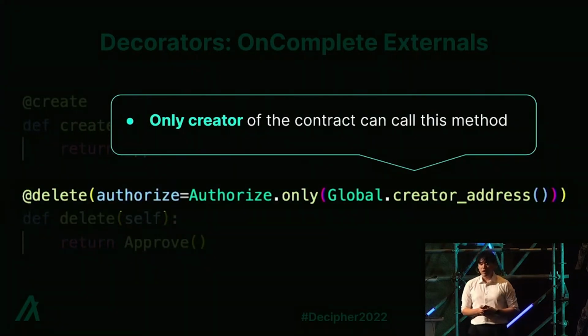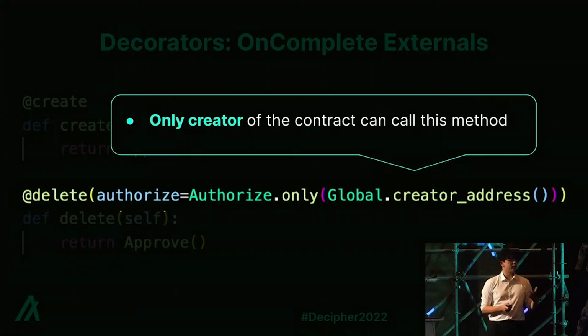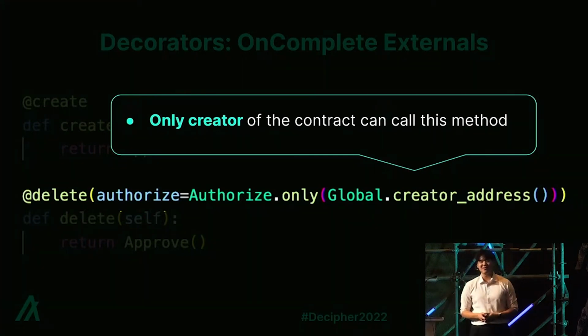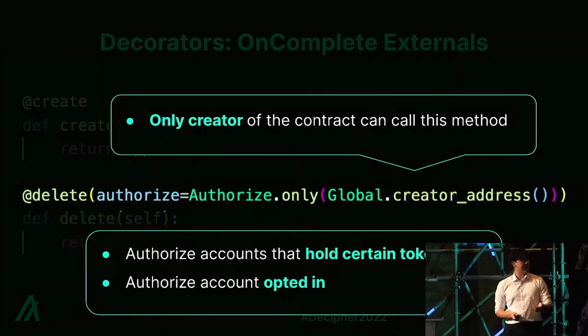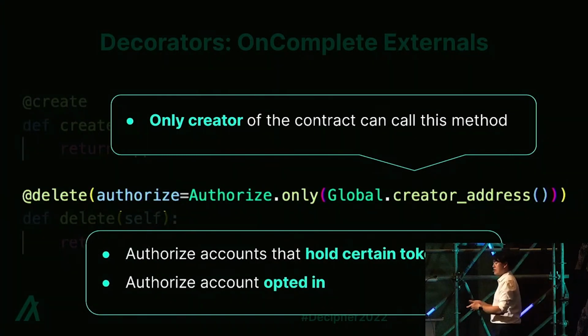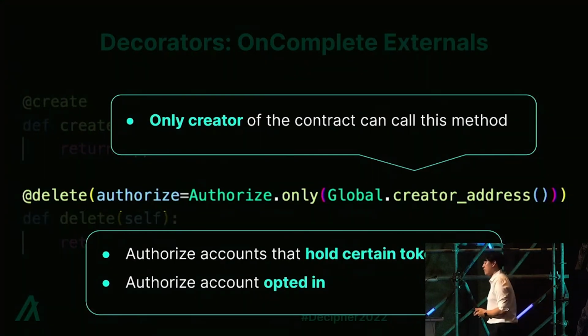Finally, let's talk about authorization. So here, we're saying that this delete method will only be authorized to be called by the creator of the application, which makes sense, right? We don't want everyone deleting your smart contract whenever they feel like it, right? There are 2 other things that you can authorize. You can authorize accounts that hold certain tokens or authorize accounts that have opted in to the smart contract. If these don't fit your need, you can create a custom authorization logic by yourself as well.